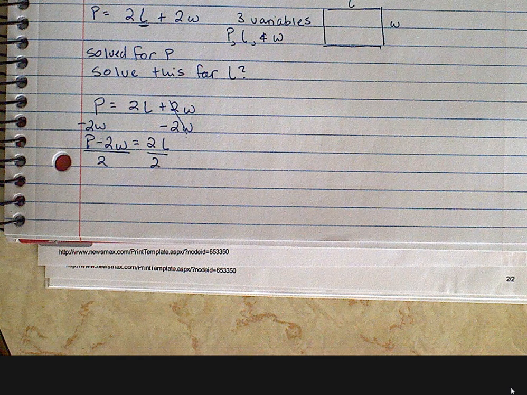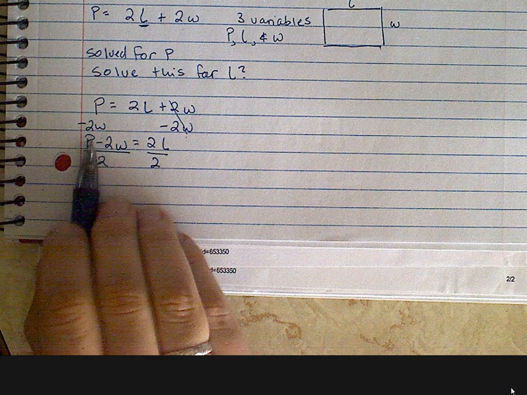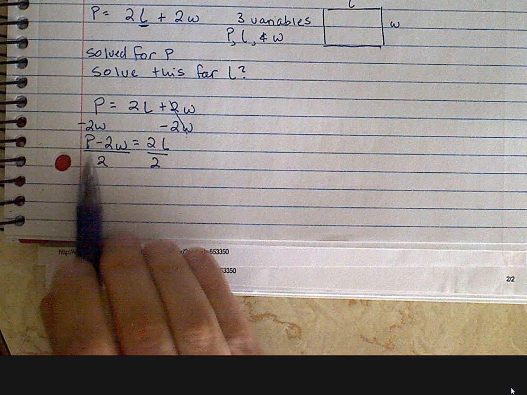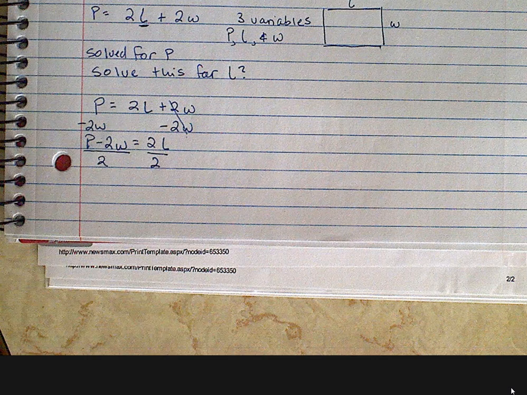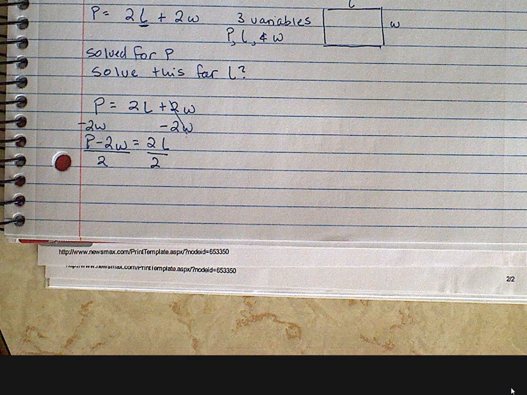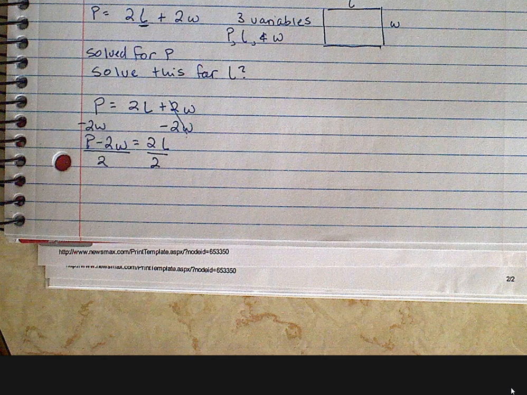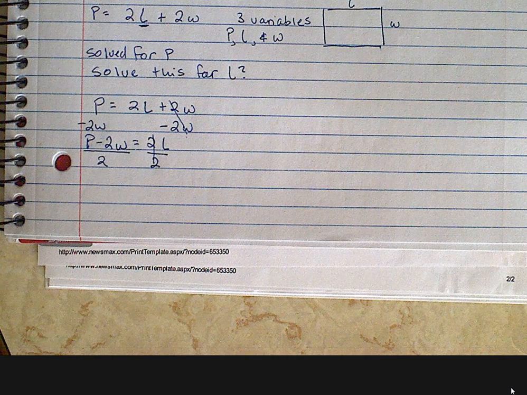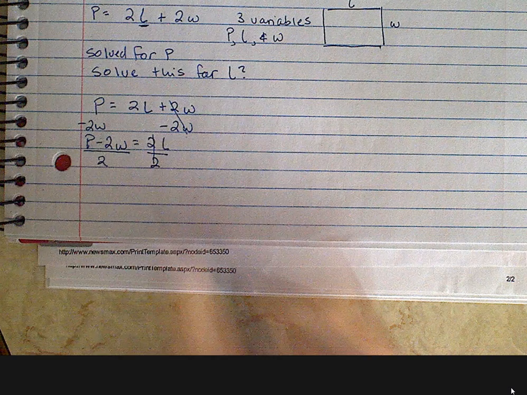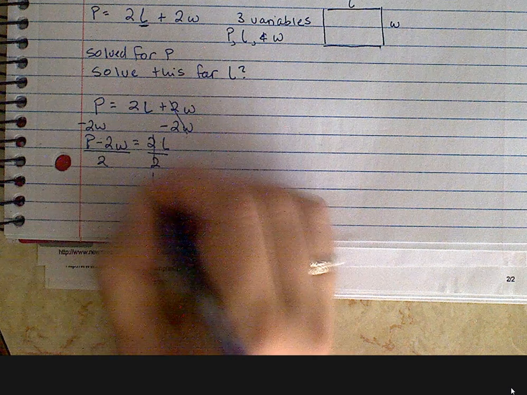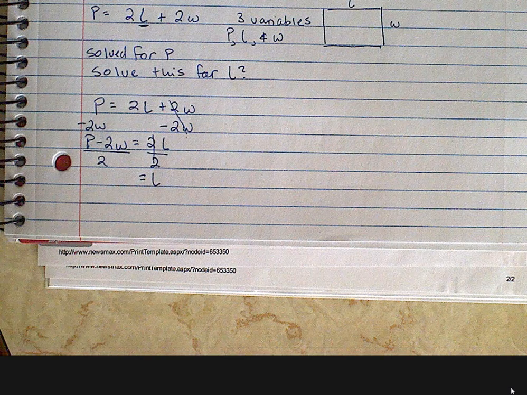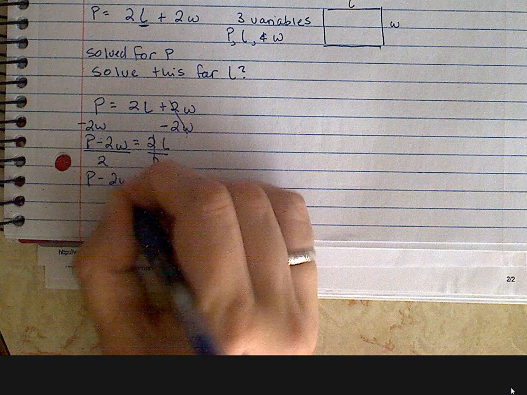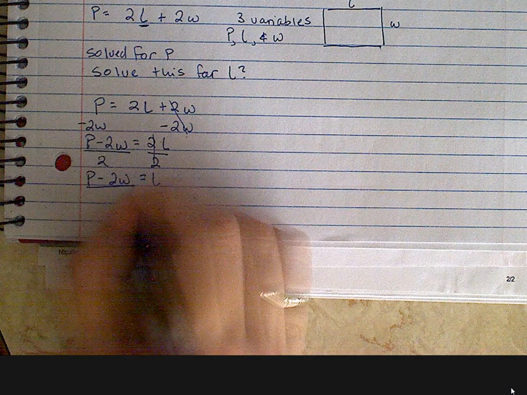Now, if we were using actual numbers here, this P minus 2W would have had a nice neat number to deal with, but since we're dealing with variables, it's this whole variable mashup. But on the right-hand side, this 2L divided by 2 can cancel out. So now we're left with L is equal to, and then on the right-hand side, perimeter minus 2W divided by 2. And we have a new formula.